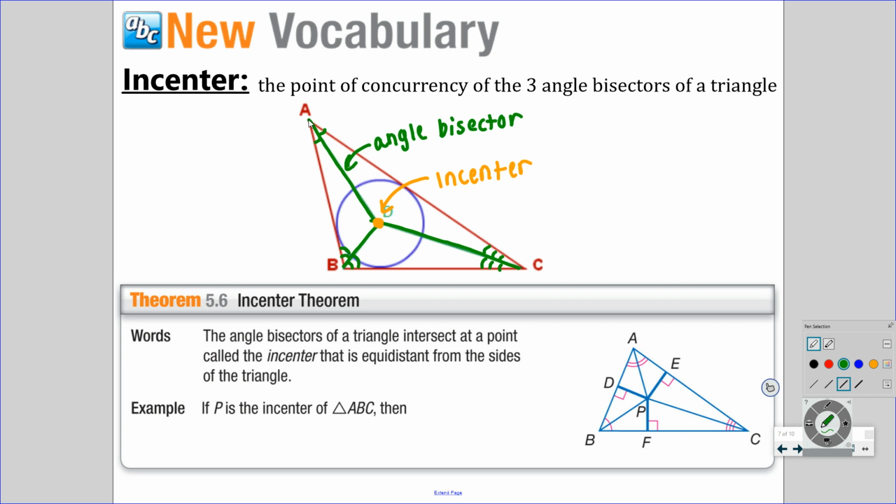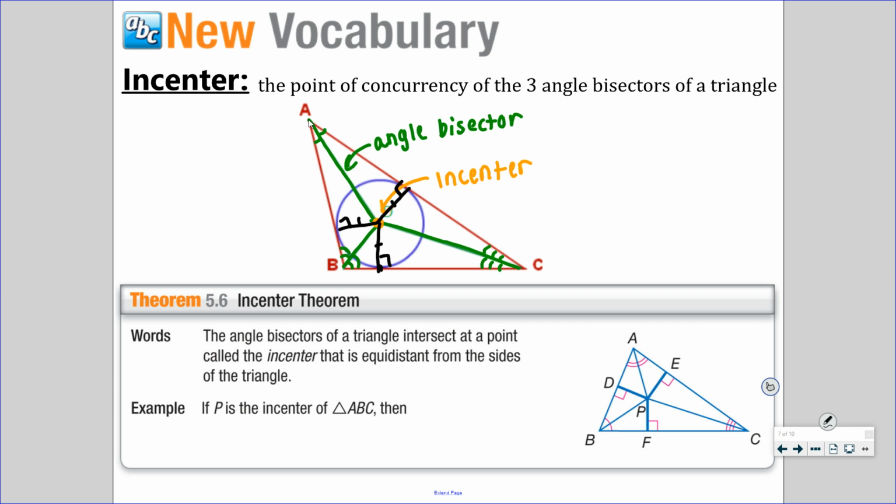Okay, now this time drawing a circle inside a triangle helps us see this next theorem. The angle bisectors of a triangle intersect at a point called the incenter, and it's equidistant from the sides of the triangle. All right, so if I look at this little circle, and I see where it touches the outside of my circle on each side, these all end up being the shortest distance. And if you see, those are all examples of radii in the circle, right? So they're all going to be equidistant. That's what this theorem says.